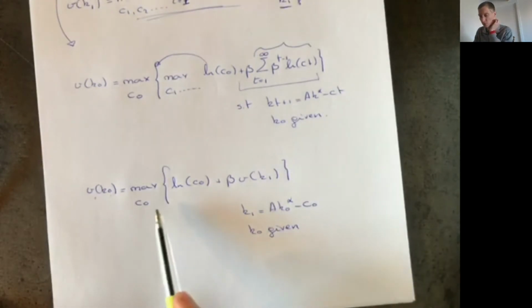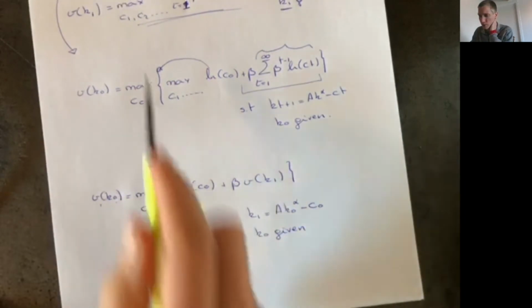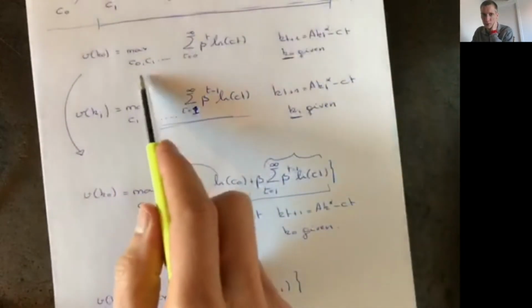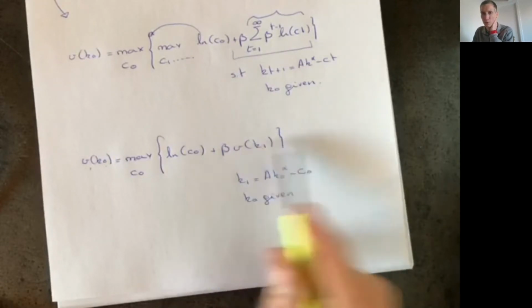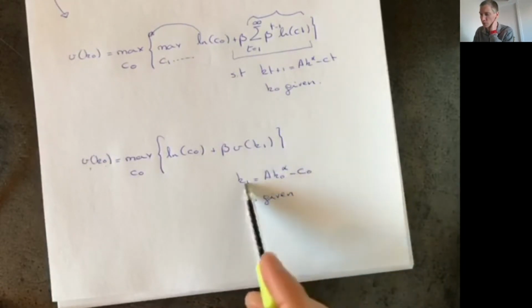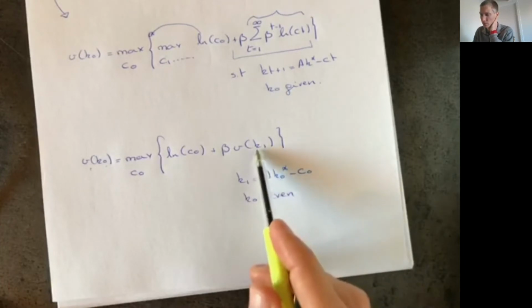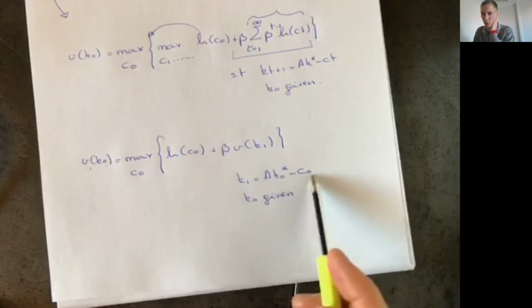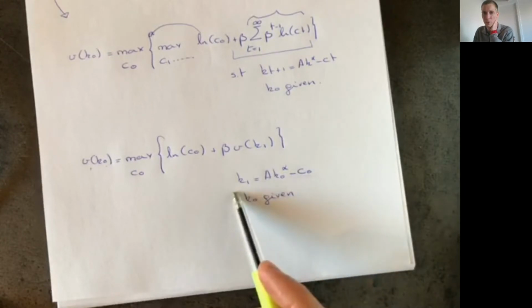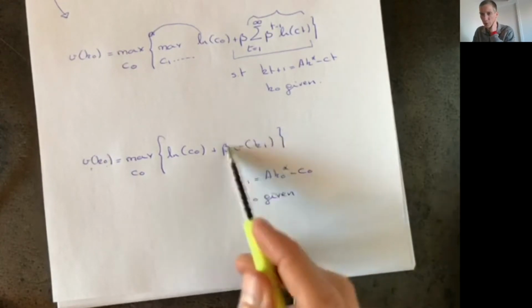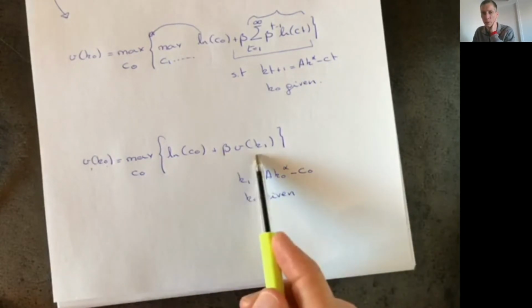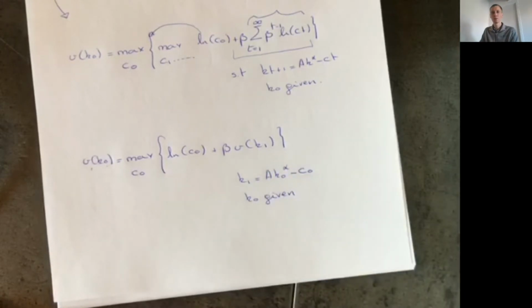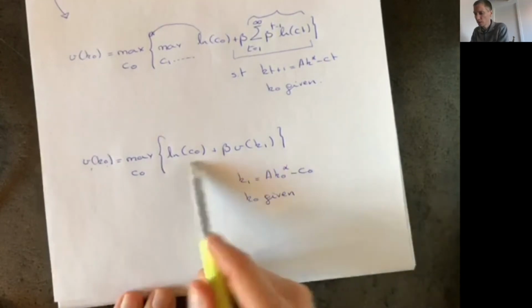Okay, so what does this tell me? Instead of choosing C0, C1, and so on all at once, what I can do is first solve the problem from period 1 forwards, given a possible choice of C0, right? Because notice here that K1 is a function of C0. If I change C0, I will change K1. But this has to be optimal for the future. And then I choose C0 given that what I'm going to do tomorrow is going to be optimal. Okay, so this is the idea behind this expression here.